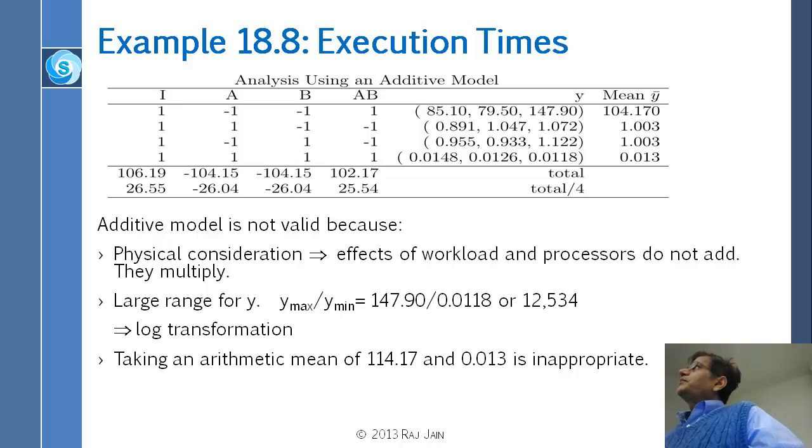So we measured the execution time of 4 workloads. So let's see, 2 workloads on 2 processors, okay? 2 workloads and 2 processors. And the execution times were these, these are the combinations. And if you do the mean as usual from before, you will come up with something.